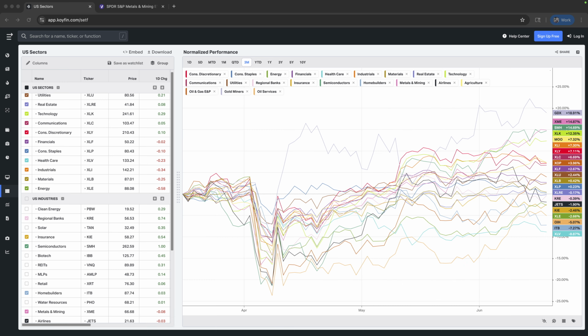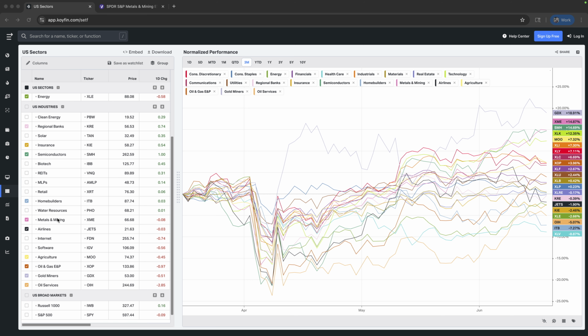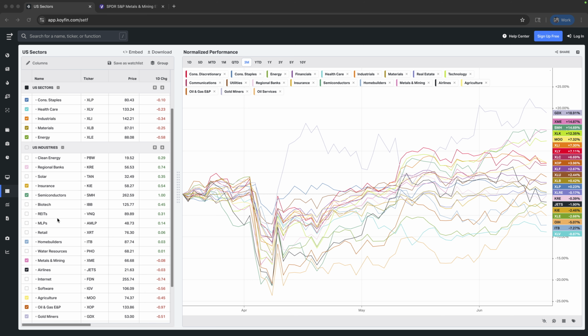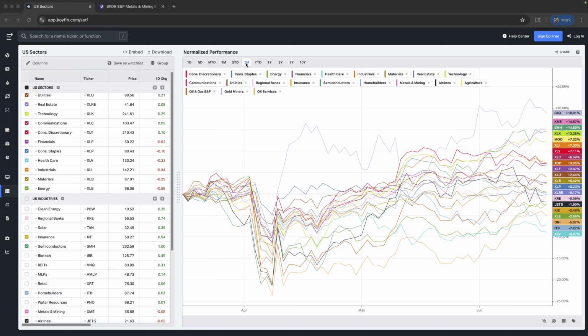Let me show you. At Koifin, what I do is I go over here to this tab. I choose US sectors, and then I will add the US industries that I regularly trade so that I can get a list of not just the major sectors, but also the industries. From there, I want to look back at a 3-month lookback to see which sectors are outperforming the market, are the strongest in the market, looking at the top 3 to 5.